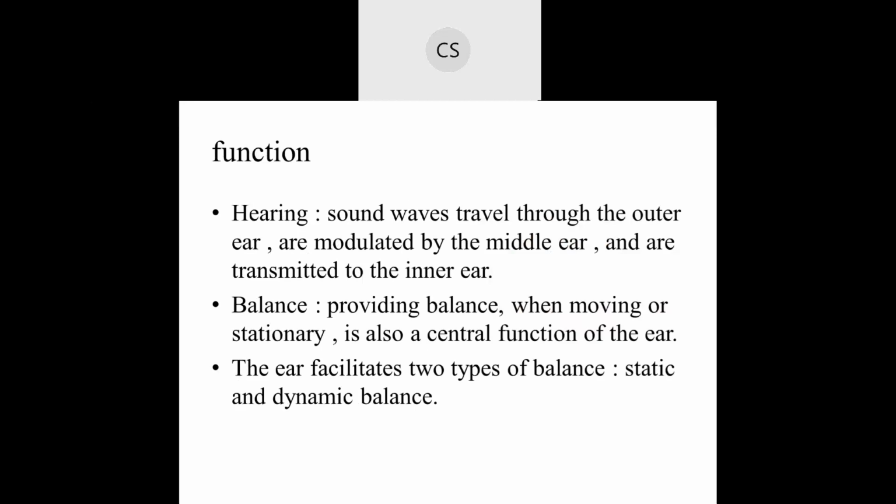Functions of the ears. Hearing. Sound waves travel through the outer ear, are modulated by the middle ear, and are transmitted to the inner ear. This nerve transmits information to the temporal lobe of the brain, where it is registered as sound. Balance. Providing balance when moving or stationary is also a central function of the ear. The ear facilitates two types of balance: static balance, which allows a person to feel the effect of gravity, and dynamic balance, which allows a person to sense acceleration.